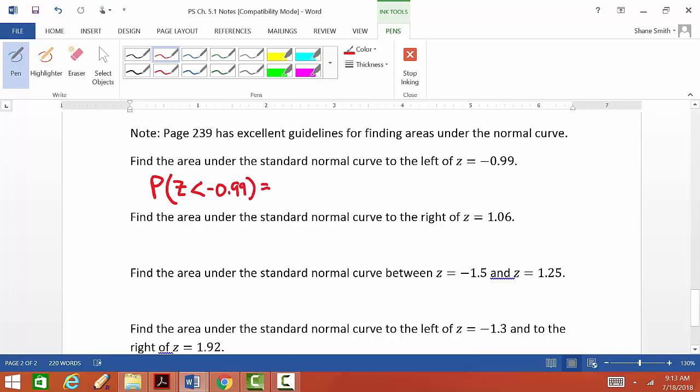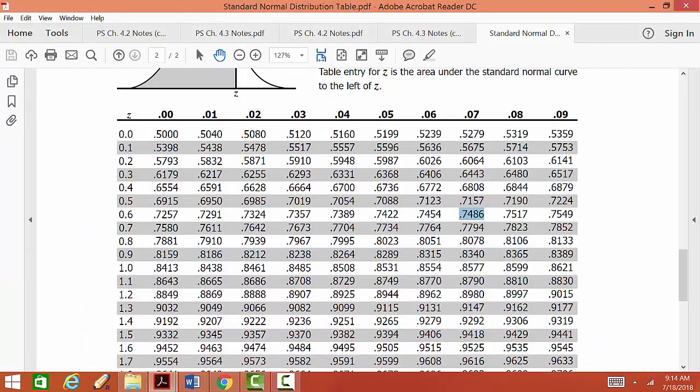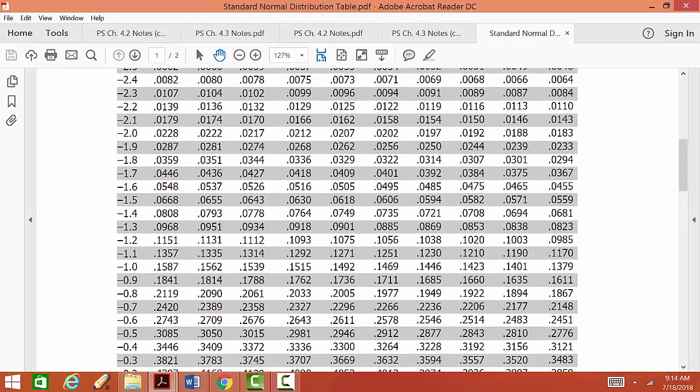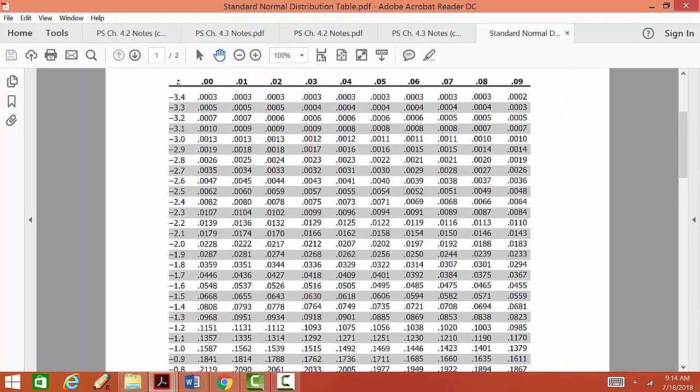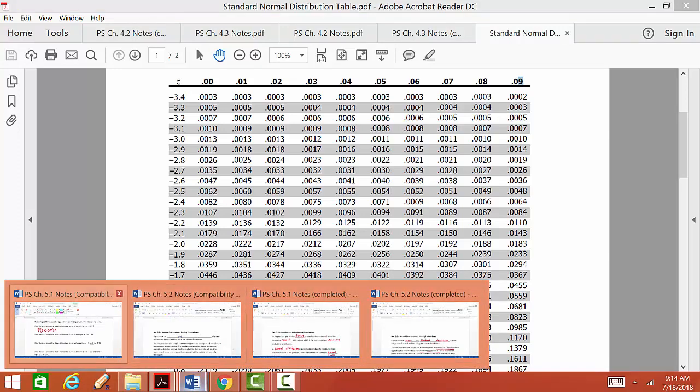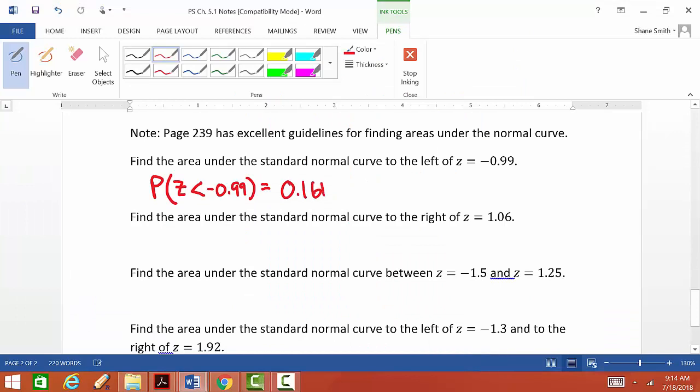And to find the probability that a z-score is to the left of negative 0.99, what we do is we go to our table, and we look up negative 0.99. Okay, and I'm going to have to zoom out a little bit here so I can see it. Okay, so negative 0.9 is right here, and then the second 9 is here, so negative 0.99 is 0.1611. So the area to the left is 0.1611. And that's it. We just look it up like that.